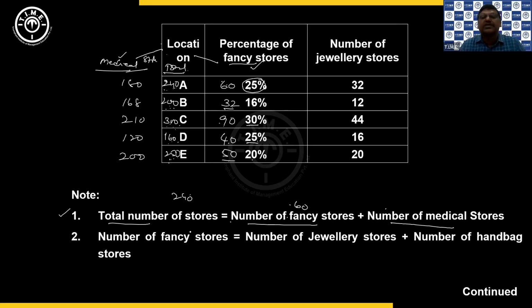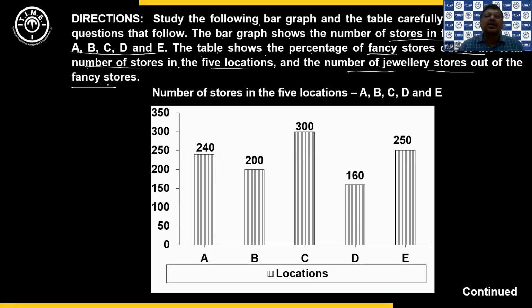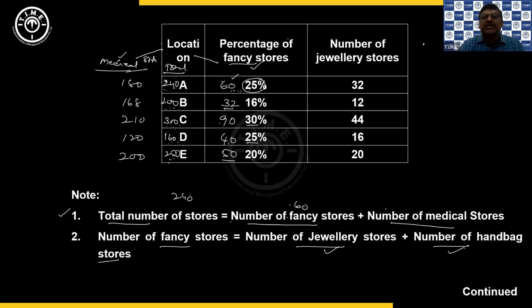Point two, the number of fancy stores is equal to the number of jewelry stores plus the number of handbag stores. These fancy stores have two parts, jewelry and handbag. There are 60 fancy stores. Out of the 60 fancy stores, 32 are jewelry stores, and the remaining are handbag stores.